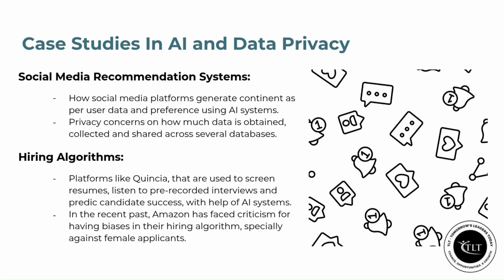Moving on to some of the case studies I did in AI, data, and privacy. Social media recommendation systems: how social media platforms generate content as per user data preferences using AI systems. How do FYPs on different social media occur? How are user recommendations so efficient in making users use these apps for a long time?